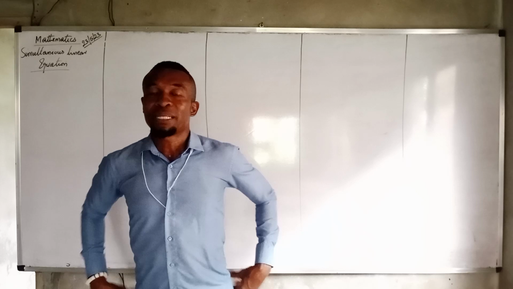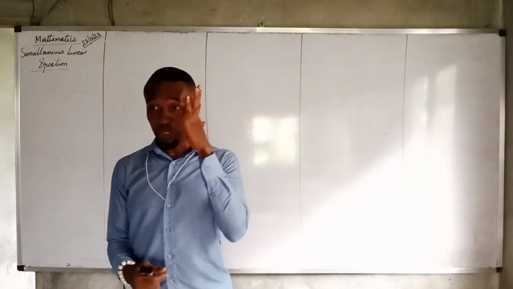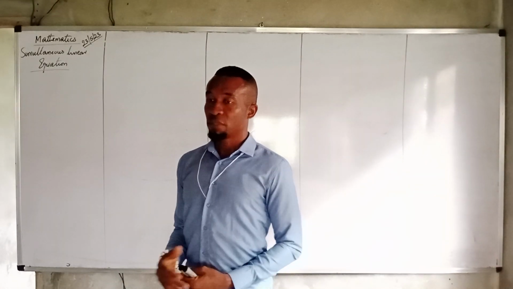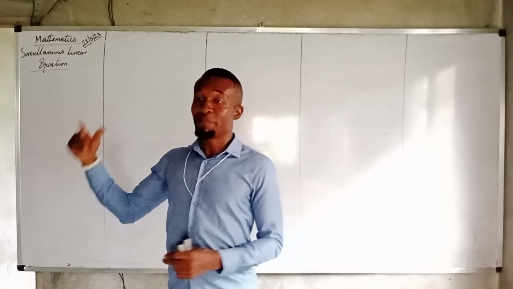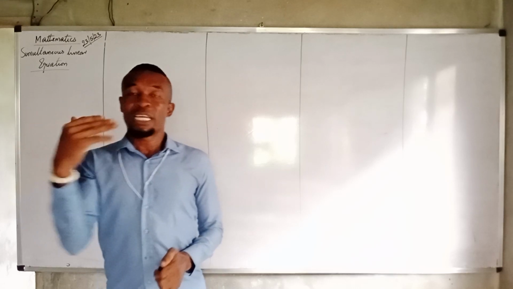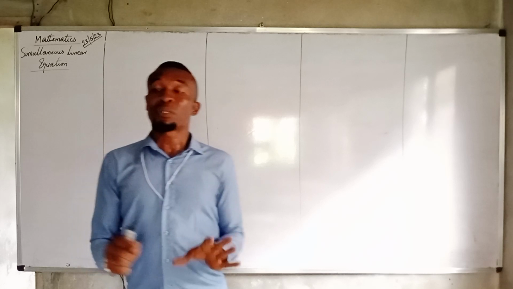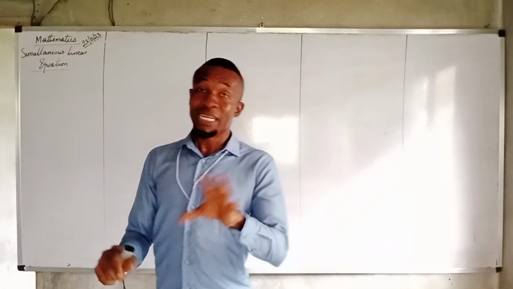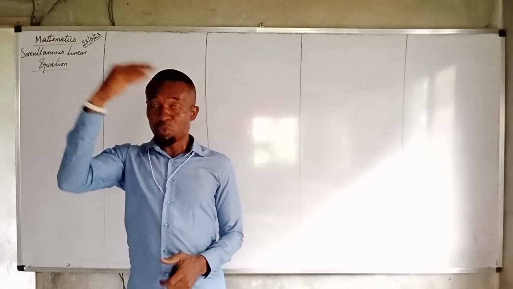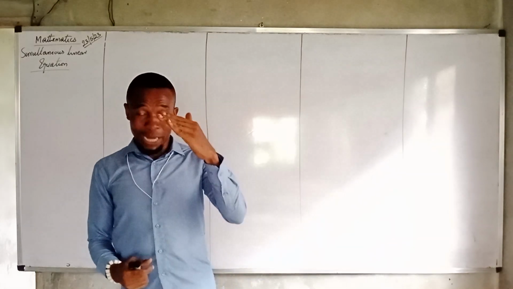Now, I say simultaneous linear equation. Whenever you have two equations with two unknowns, you can assume that those equations are from simultaneous linear equation. What you need to do is write the two equations, one below the other.